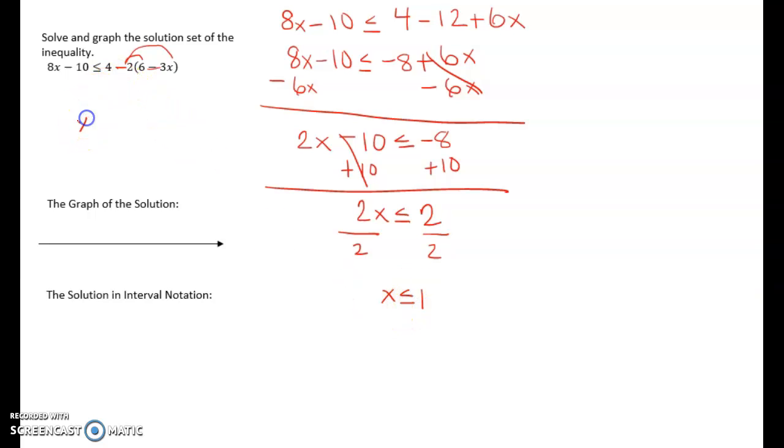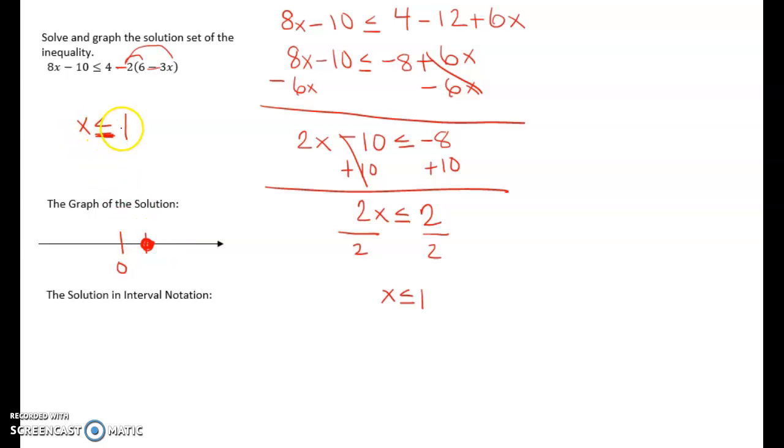So that's our first part, solving this inequality. That was our answer. Okay, now we need to graph this. So we're going to have a closed circle at 1. Why is that a closed circle? Well, it's because it's equal to underneath. It's less than or equal to. And so we'll have a closed circle there at 1.